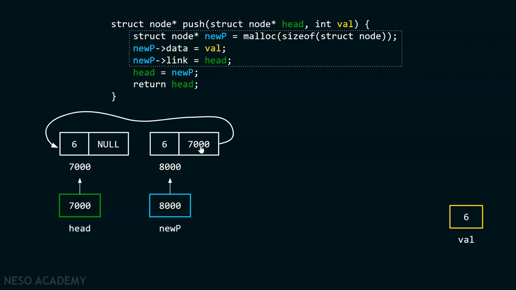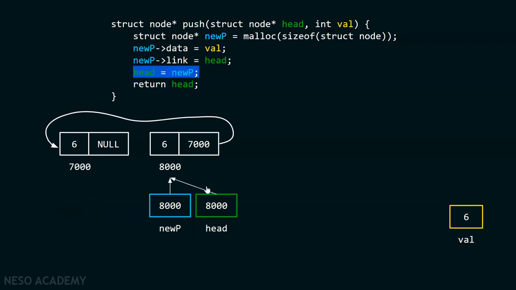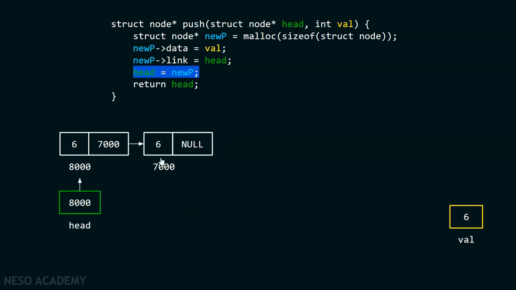So this will get updated by 7000 and you can see that it is currently pointing to this particular node, right? And after this, the next step is to update our head pointer so that it can point to this new node. In this way, we would be able to add this new node in front of this node, right? This is the resultant linked list so obtained, and head is currently holding this address 8000.